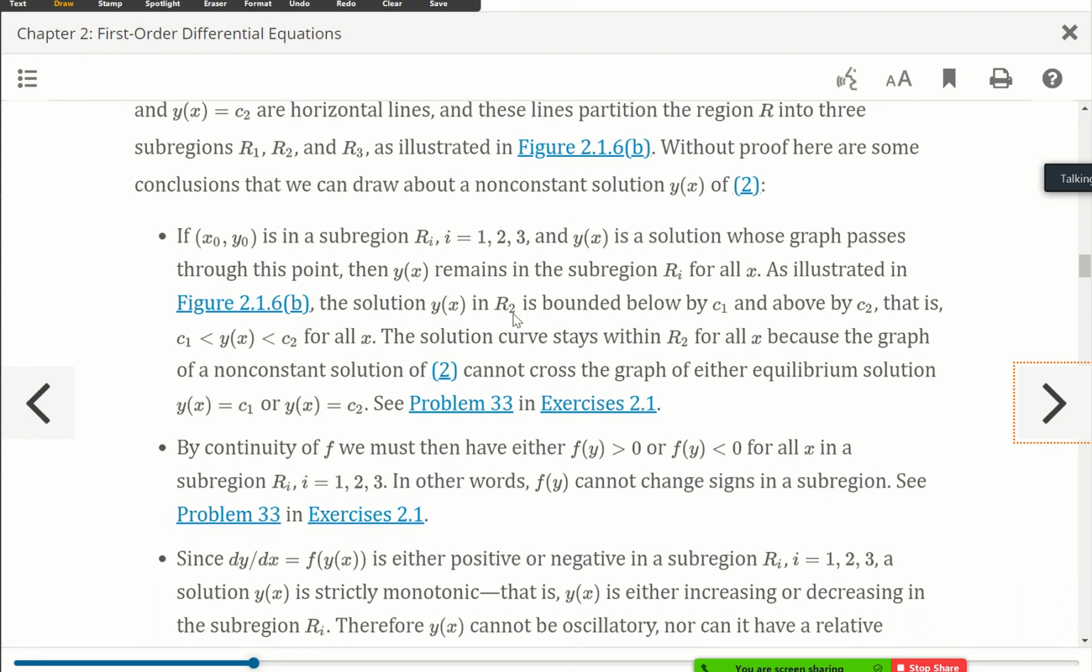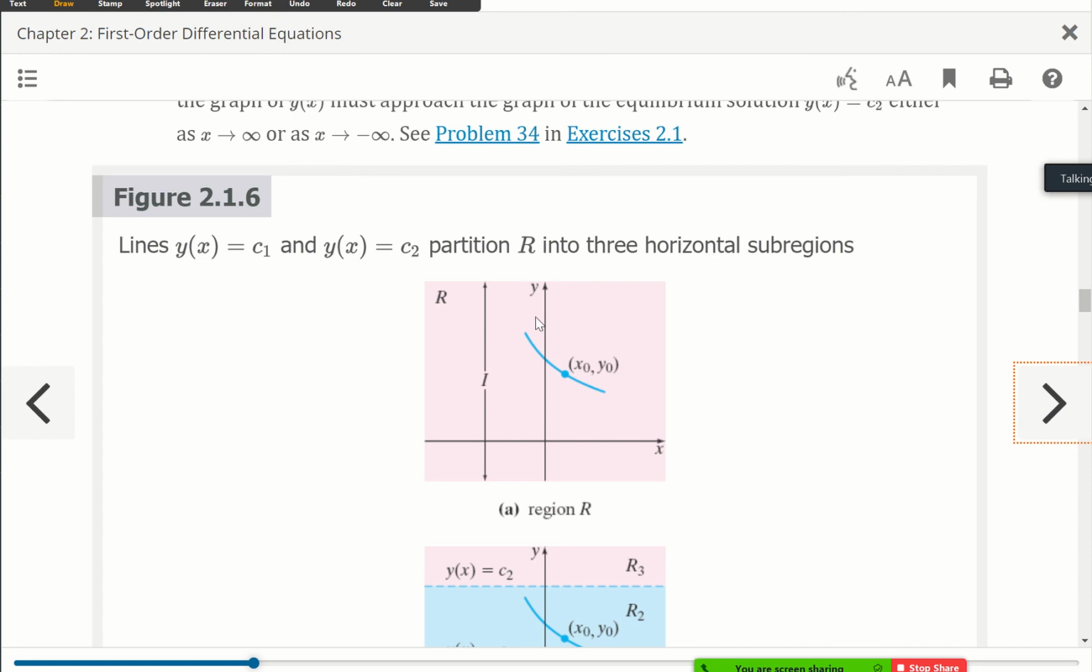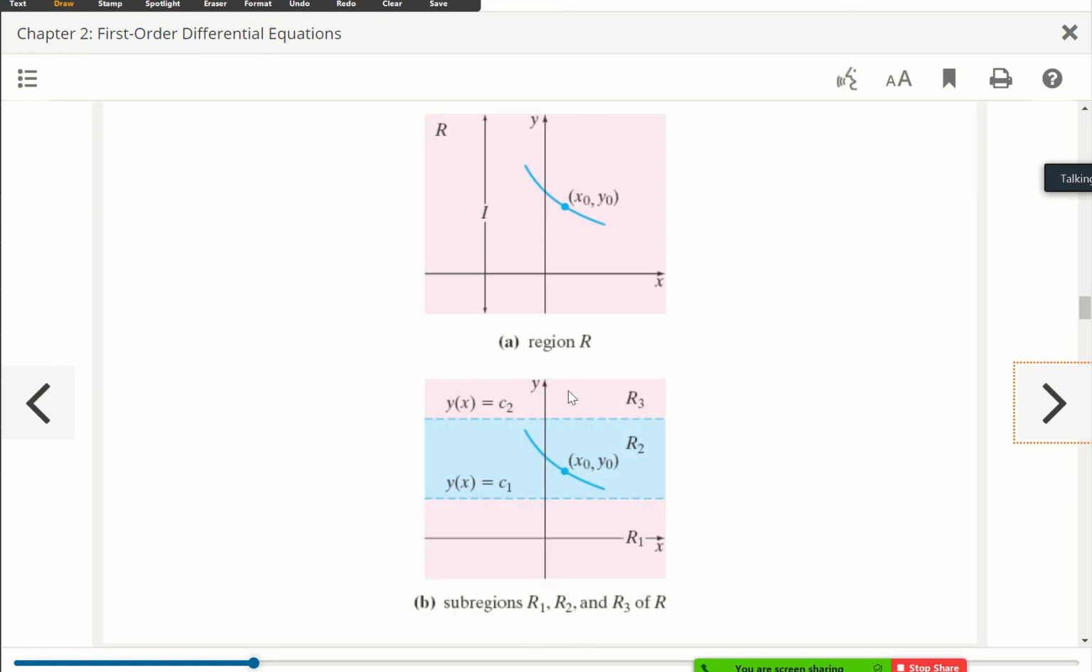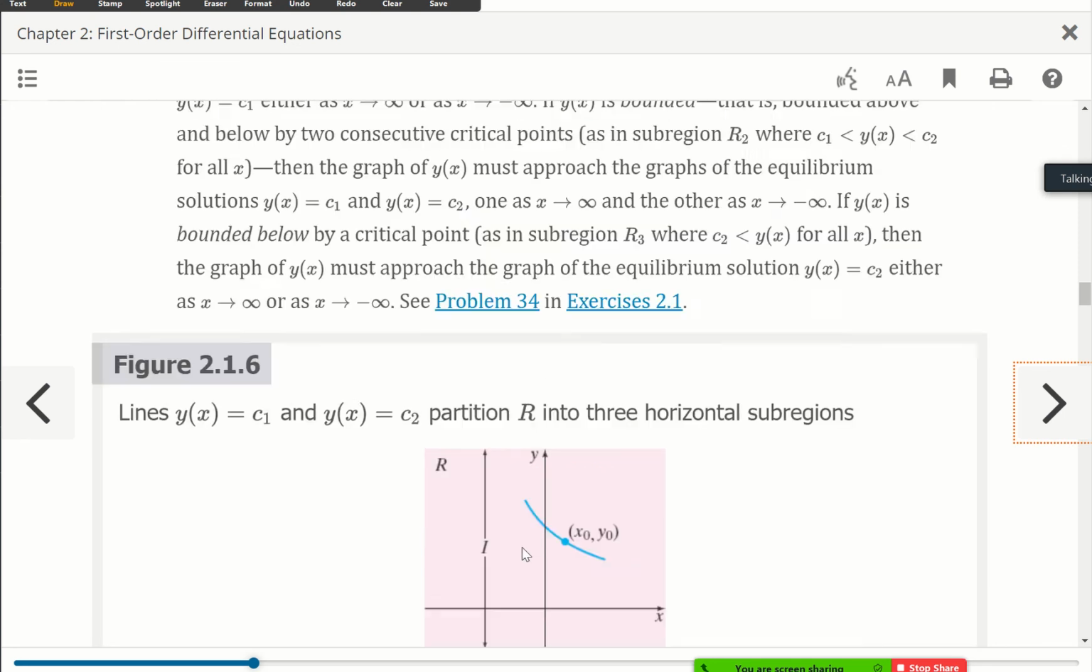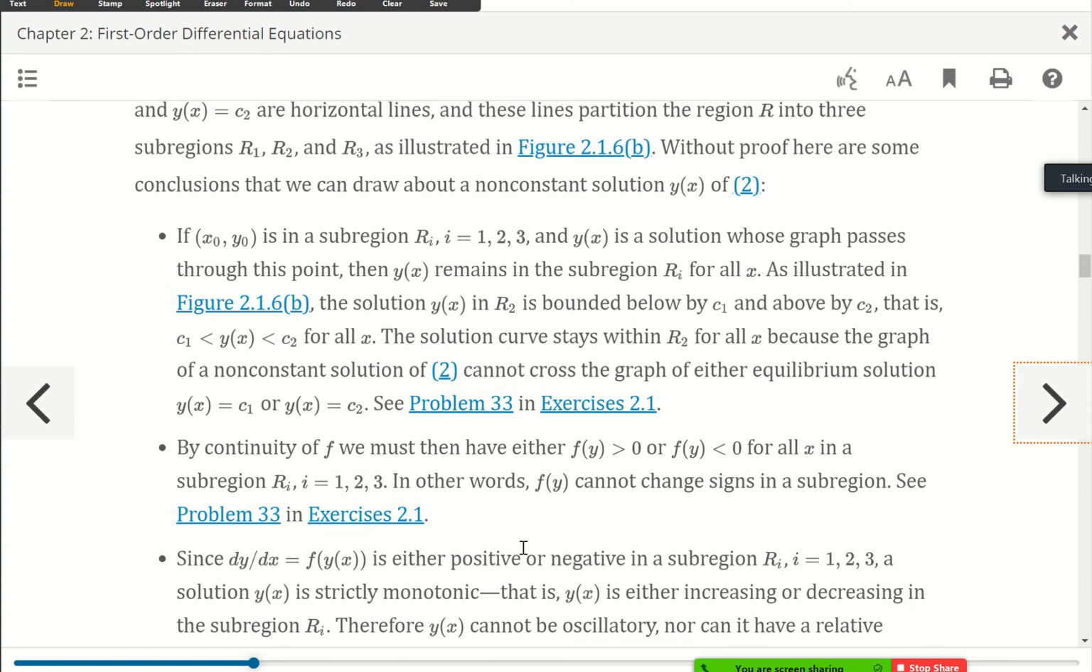And now we make the following observations. By continuity of f, remember, those are the places where the function f is 0. And we're talking about the function f of y in this case. That means that the function f will have a consistent sign within each of these regions. In other words, it's always going to be either all positive or all negative in region 3. Likewise, f will be either all positive or all negative in region 2. And similarly, all positive or all negative in region 1. It's going to have a consistent sign throughout each region.